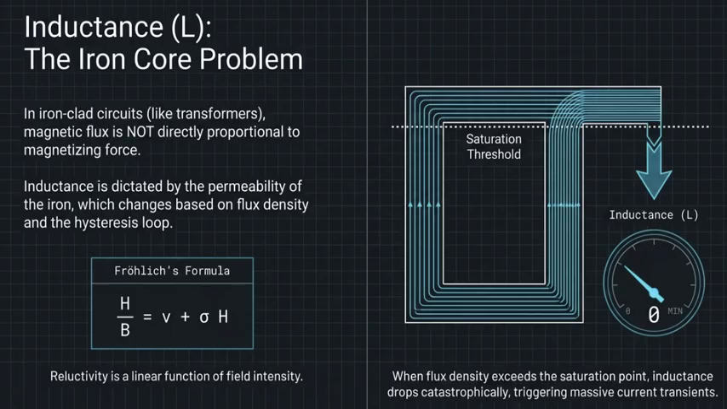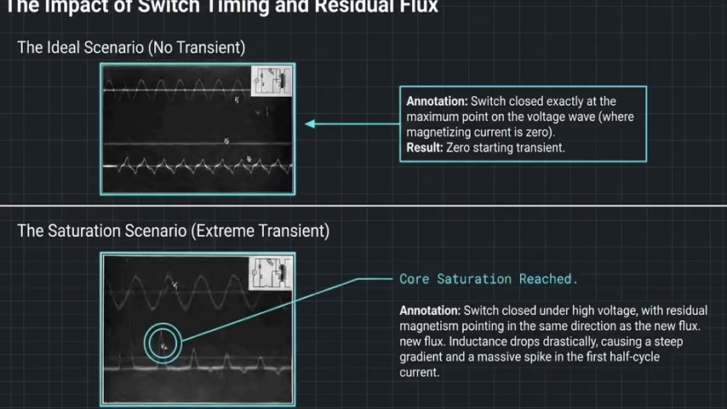Like if you walk up to someone and they are already angry, that's your residual magnetic flux, and you push them in the exact direction they're already angry, they hit their saturation point instantly. Oh, absolutely. They absolutely explode. I love that analogy because it perfectly describes magnetic saturation. When you push that iron core in the same direction as its residual grudge, the permeability of the iron just vanishes. The core saturates. And what happens then?